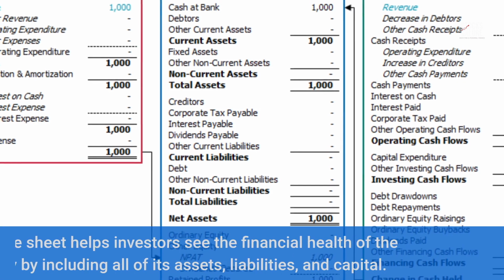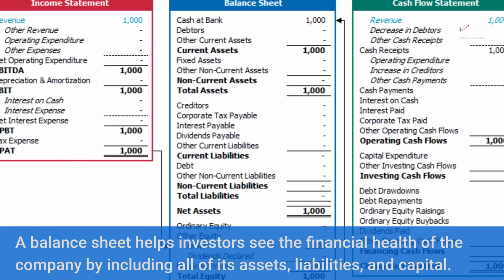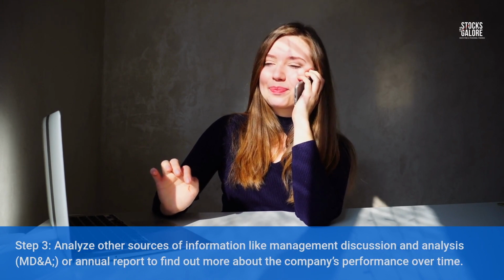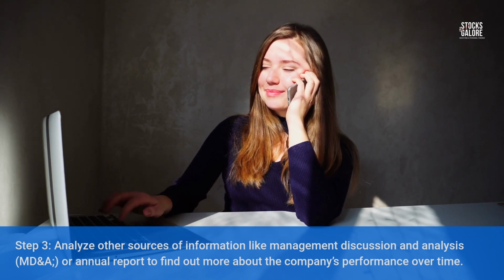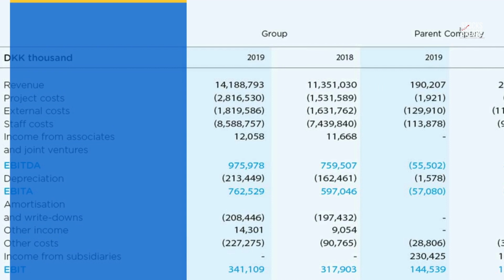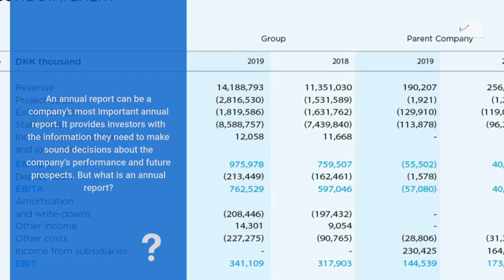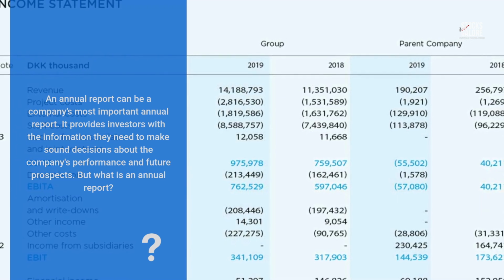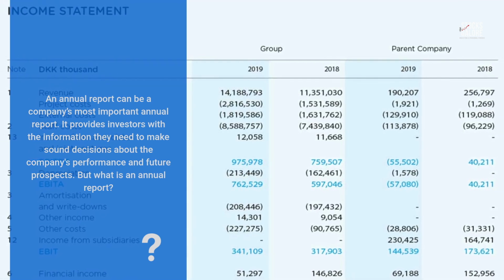A balance sheet helps investors see the financial health of the company by including all of its assets, liabilities, and capital. Step 3. Analyze other sources of information like management discussion and analysis, MD&A, or annual report to find out more about the company's performance over time. An annual report can be a company's most important annual report. It provides investors with the information they need to make sound decisions about the company's performance and future prospects. But what is an annual report? Where can you find one? How should you read it?